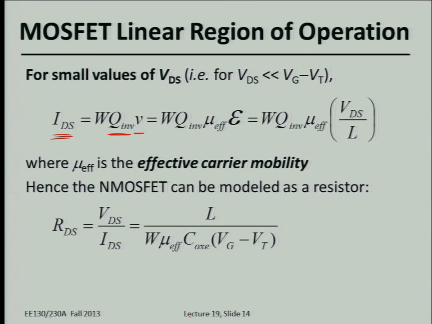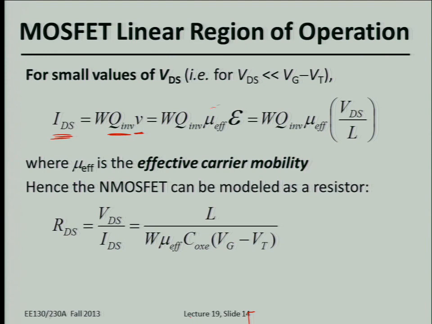And also, the current in a transistor depends on the average drift velocity of carriers flowing from the source to the drain. Hopefully that makes good sense qualitatively. So three factors: the width, the inversion layer charge density, and the velocity of those inversion layer electrons. So let's break down each of those.